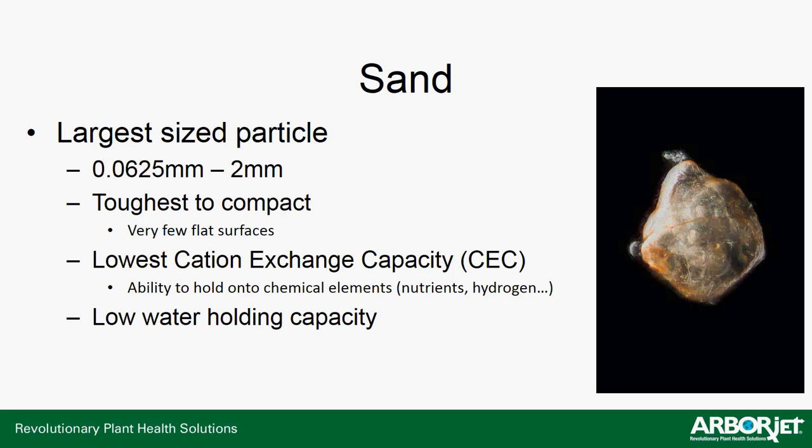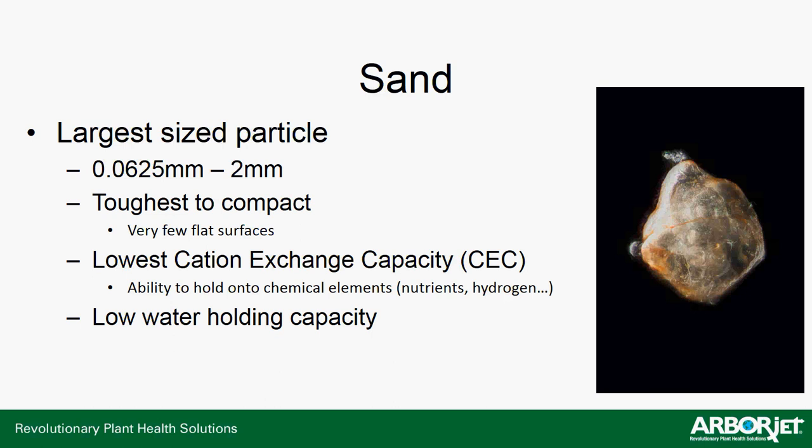So soil components, soil is a combination of sand, silt, and clay. Sand is actually the largest particle you'll find that's related to soil. It ranges anywhere from 0.0625 millimeters up to 2 millimeters. If you find anything larger than 2 millimeters, it's actually just called gravel. Basically, it's a rock. It's very hard to compact.